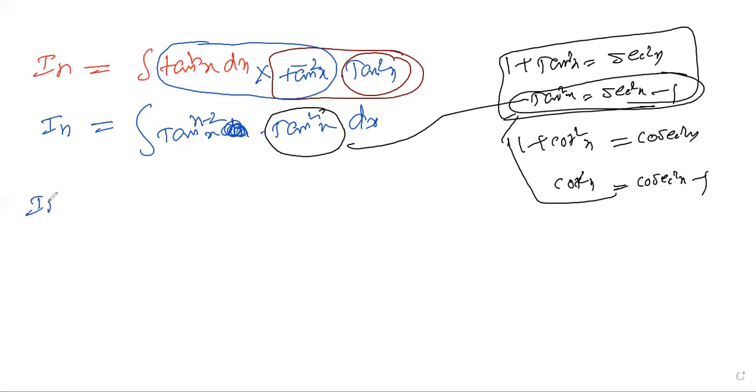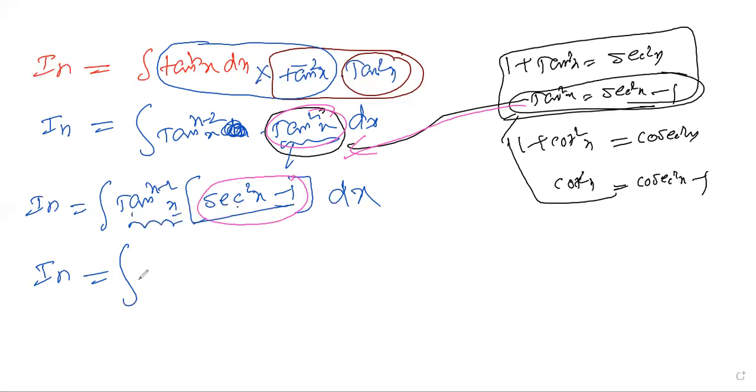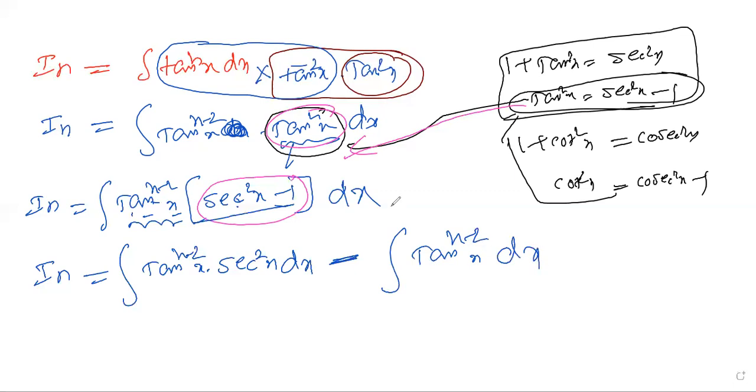So I n equals the integration of tan power n minus 2 x into secant square x minus 1 dx. Clear? I am just rewriting tan square x as secant square x minus 1 according to this formula. Next, I n equals the integration of tan power n minus 2 x into secant square x dx minus the integration of tan power n minus 2 x dx. This portion multiplied with this gives the first term, and multiplied with 1 gives the second. Still clear, no doubt at all?